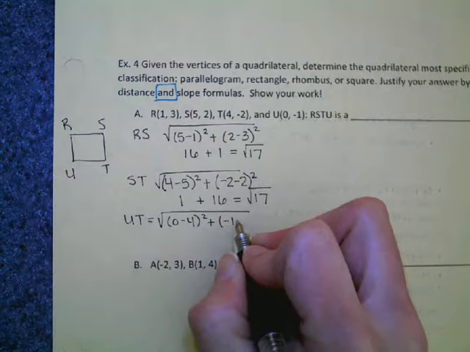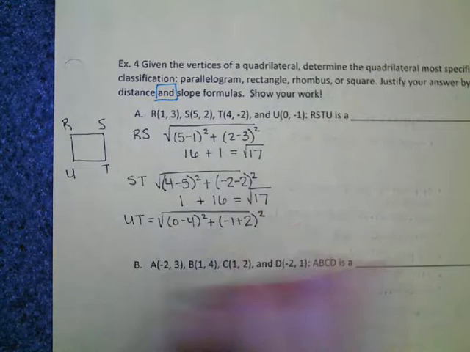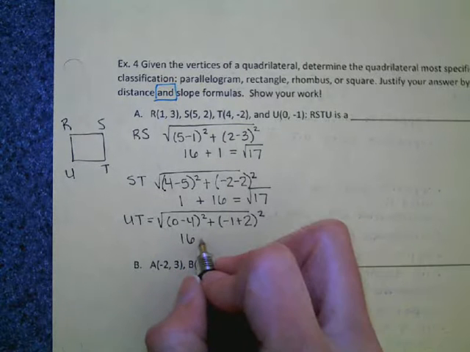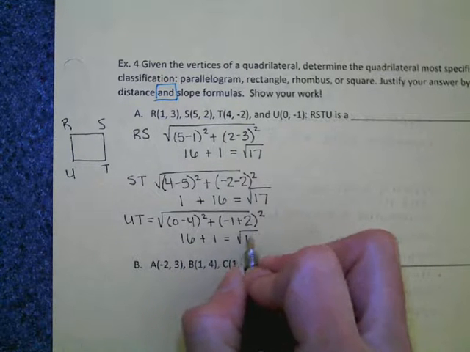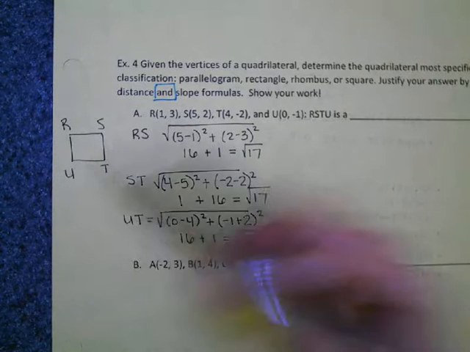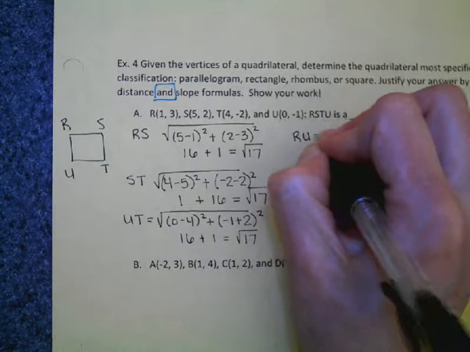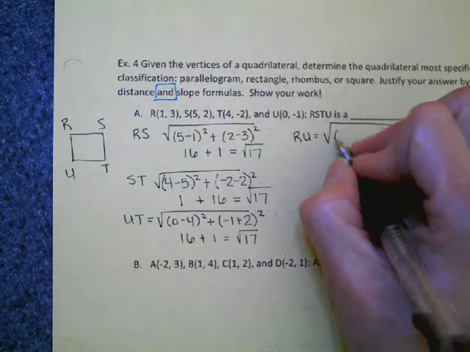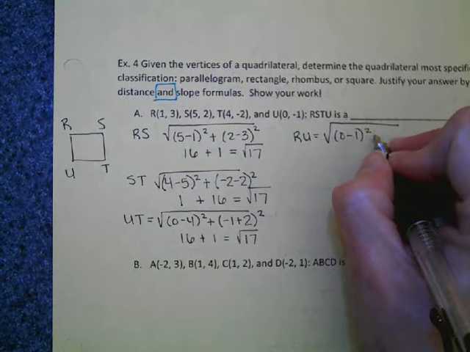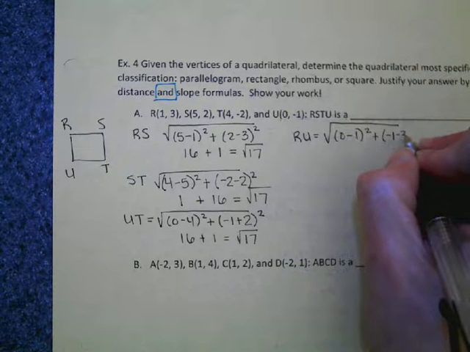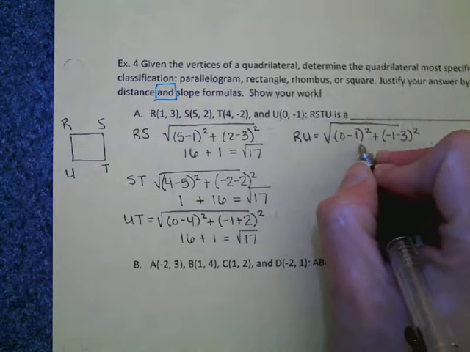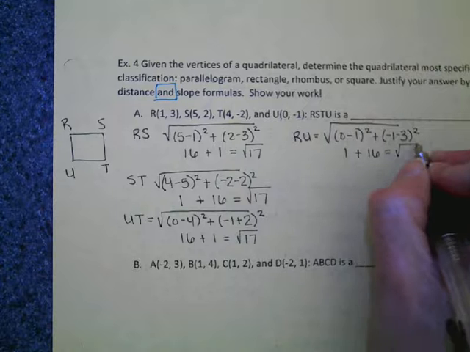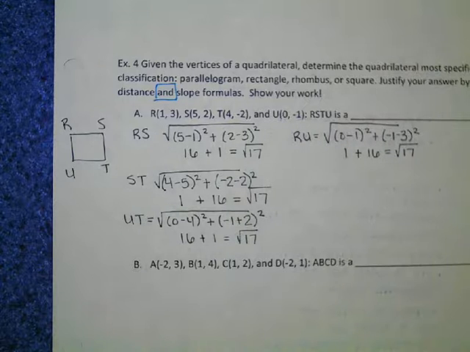Minus a negative 2, you're going to end up with plus 2. So again, this comes out to 4 squared is 16, or negative 4 squared. This is 1 squared is 1, so you get square root of 17. And the last side we'd have to do is RU, just to prove that they all came out to the same. RU is the first and the last here, so 0 minus 1. And negative 1 minus 3. That's negative 1 squared is 1. Negative 4 squared is 16. So all four sides came out to square root of 17.